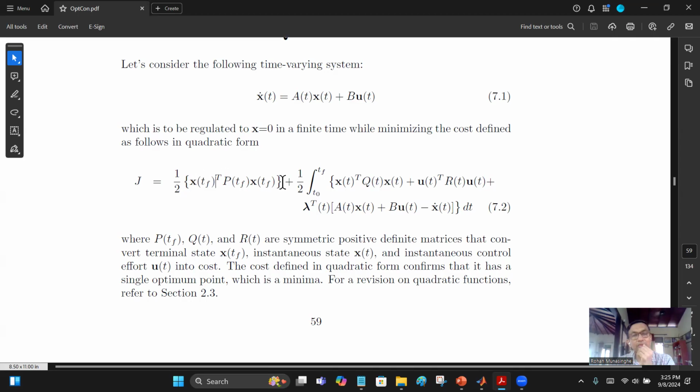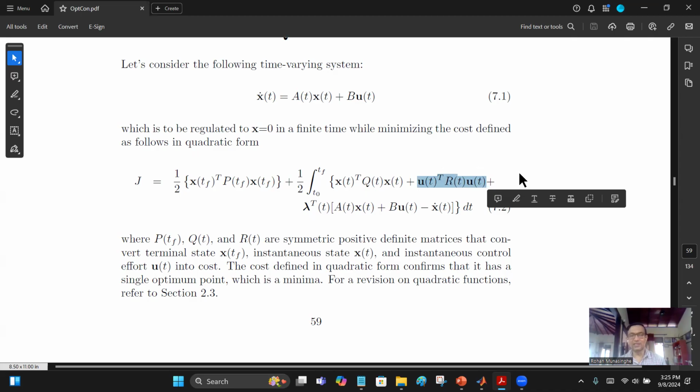So this is the final cost. But before you get there, from 0 to TF, this entire time duration, there is a cost. So you can see the same expression over here. This is the cost of all of the states, the running cost, right? This is the control cost.